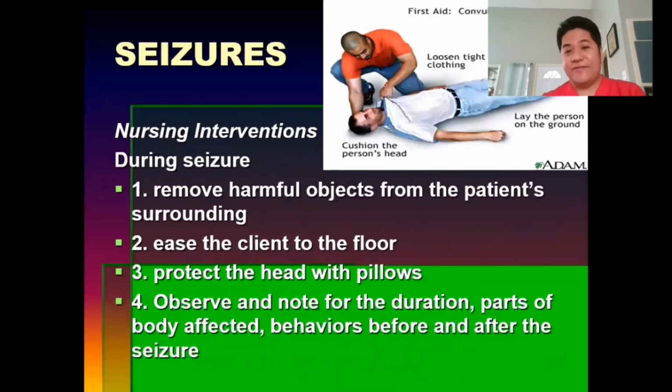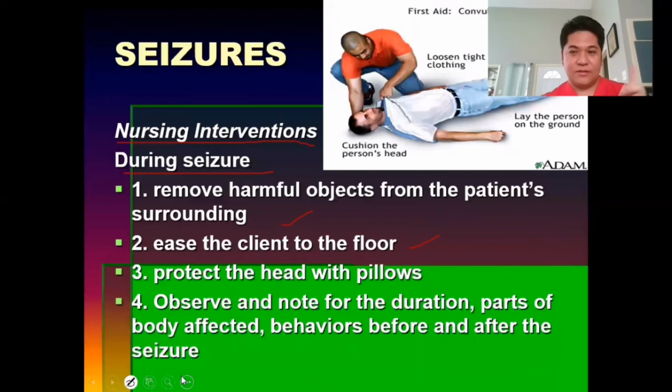Now, nursing intervention is very important. We have to focus. During the seizure, what we can do is remove any harmful object from the surroundings of the client, because during the seizure, they might hit things that could hurt them. Check on that. Remember that. Ease the client to the floor. Protect the head with a pillow or something soft. Then do not restrain the client during the seizure.